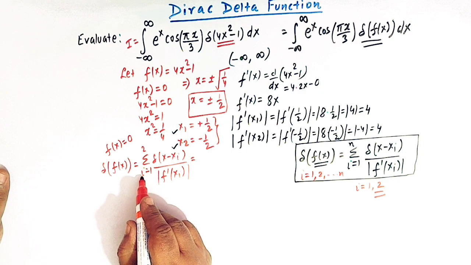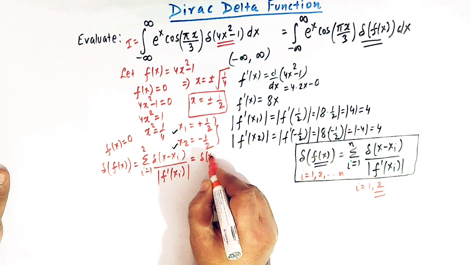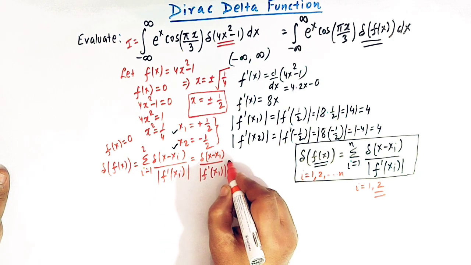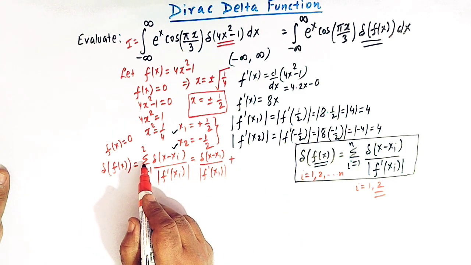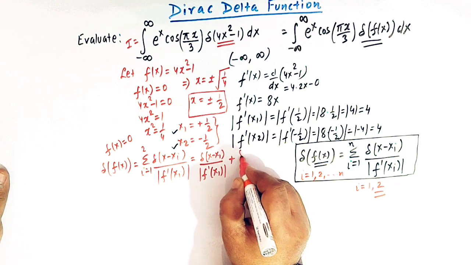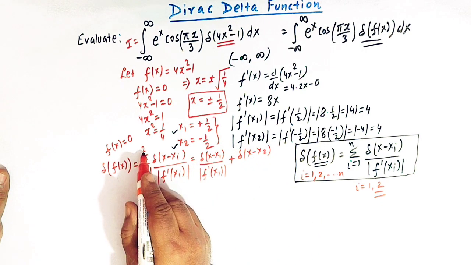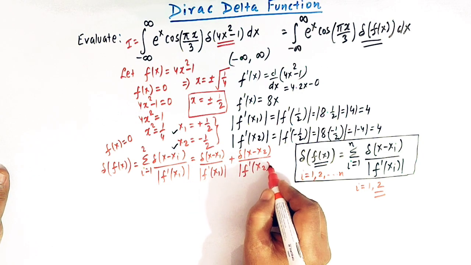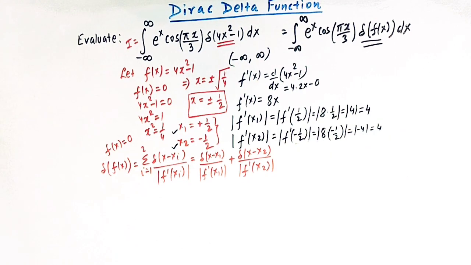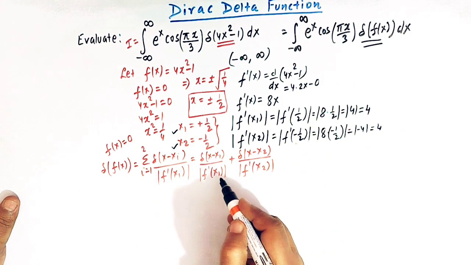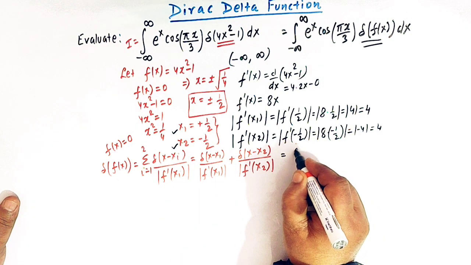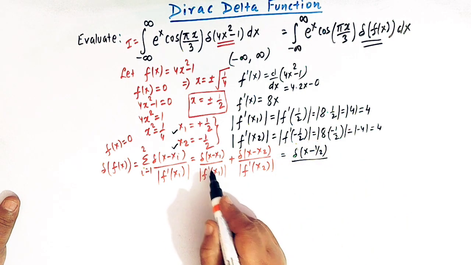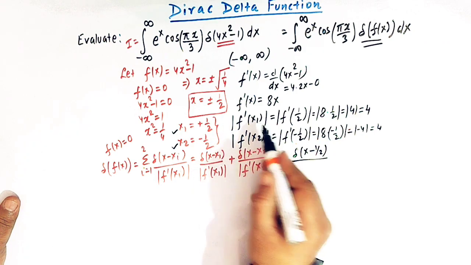And now first taking i equal to 1, we have delta of x minus x1 divided by mod of f prime of x1. Then since we have the summation sign, we have here a positive sign, then delta of x minus x2 taking i equal to 2, and here we have mod of f prime of x2. So now x1 is half and x2 is minus half. So here we have delta of x minus half divided by mod of f prime of x1, and mod of f prime of x1 is 4.